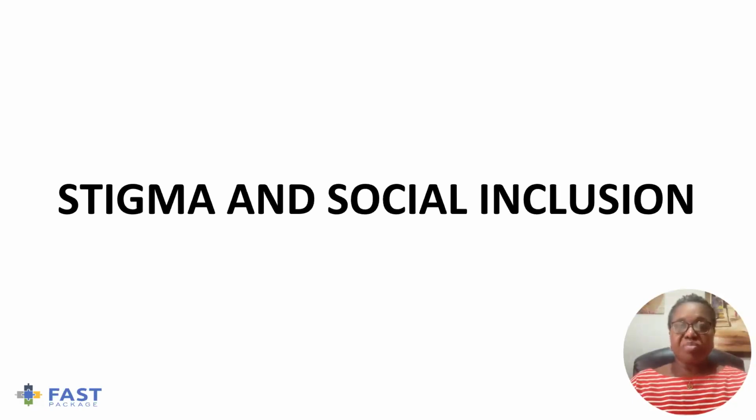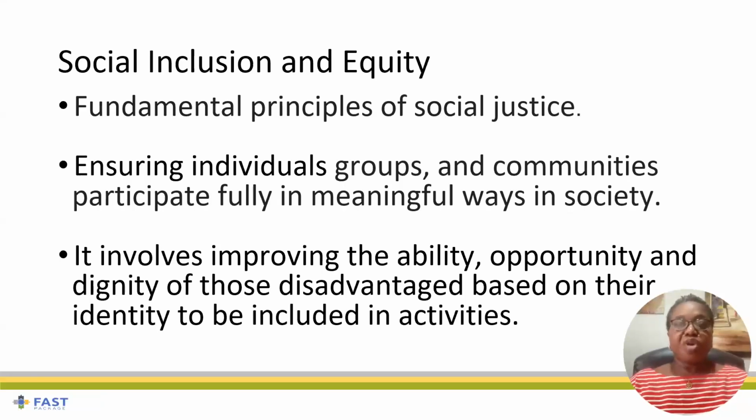So, to the subject matter for this session, stigma and social inclusion. First of all, we'll look at social inclusion and equity, which are fundamental principles of social justice. In every society, there are principles of social inclusion and equity. When we talk about social inclusion and equity, we want to ensure that individuals, groups, and communities are able to participate meaningfully in our communities and in society. Participate meaningfully and fully. Sometimes people are supposed to participate in activities, but due to one reason or another, they are not able to do so fully and in a meaningful way.